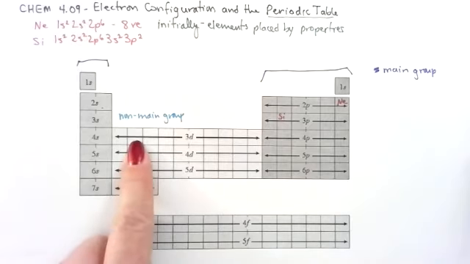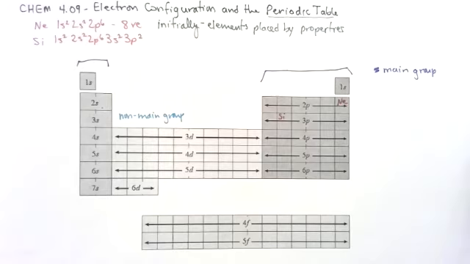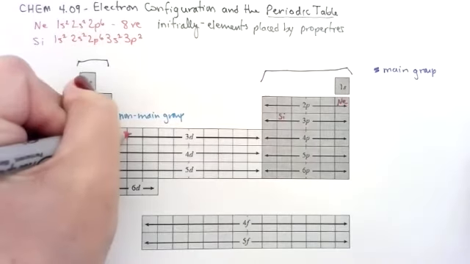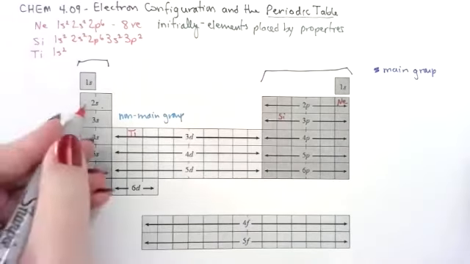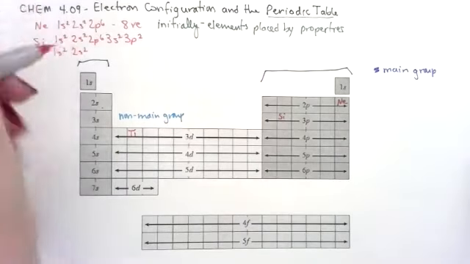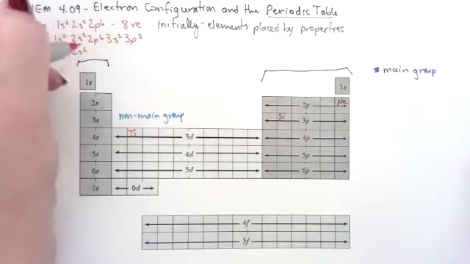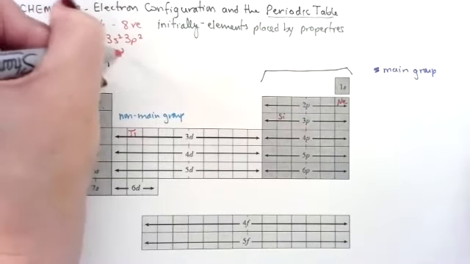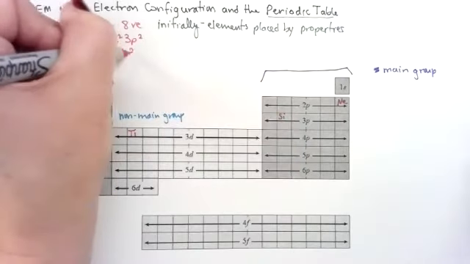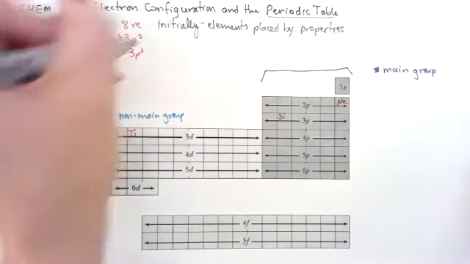What about this one down here? Let's do titanium. I'm going to have 1s2, 2s2, 2p6, 3s2, 3p6, 4s2.